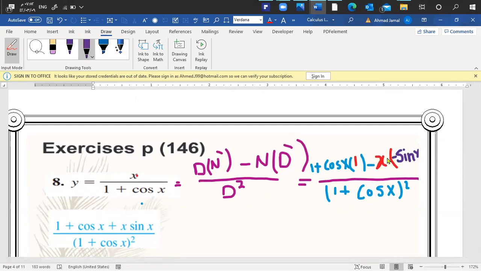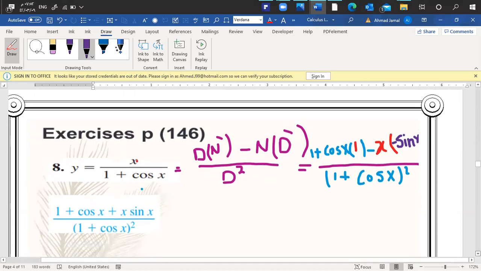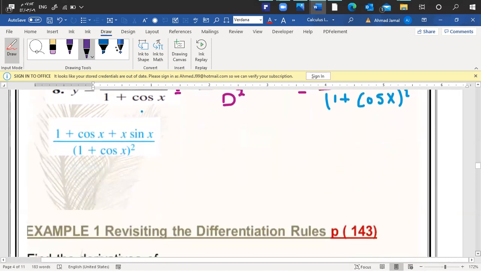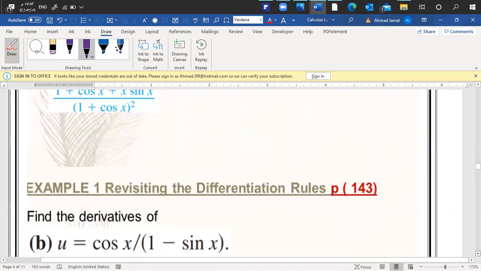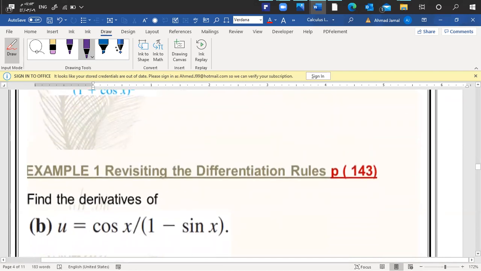Cosine, negative sine. So I will write 1 plus cosine x, negative, negative, it will be positive x sine x. Arrange: 1 plus cosine x, and here negative, negative, it will be positive x sine x. We should write x at the first, and at the end we should write sine x. Only arrange.